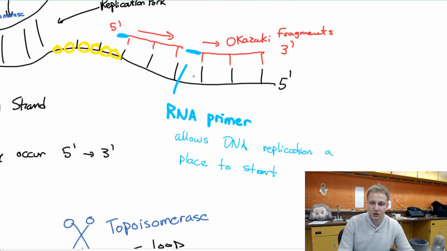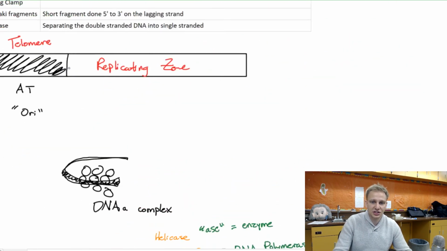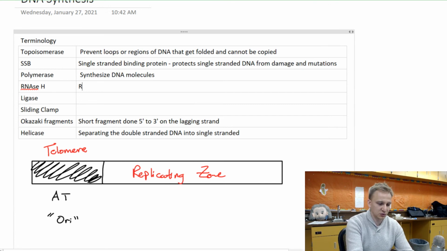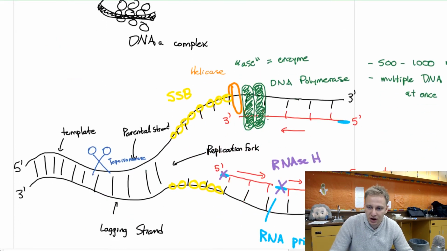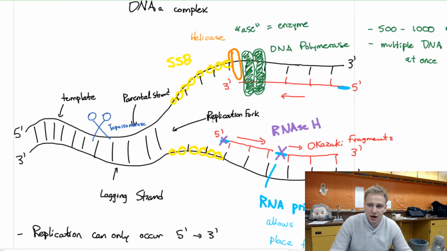Now, with that, there will also be something else added in here as well. That will be the job of removing these RNA primers, and that'll be done by something called RNase H. At the end of everything, RNase H is going to remove the RNA primers that we added in. So that's the purpose of RNase H. Now there's a couple other terms that we need to talk about here. One would be ligase.